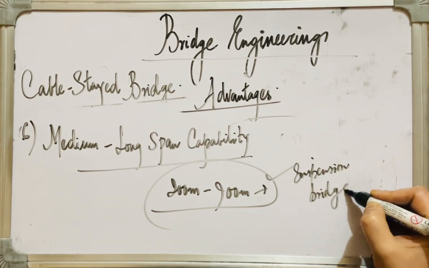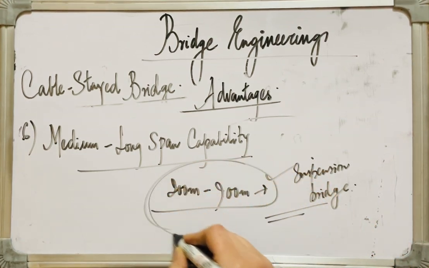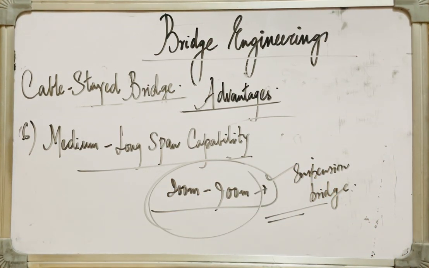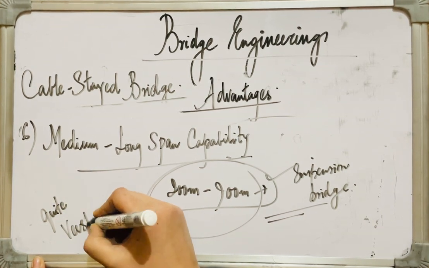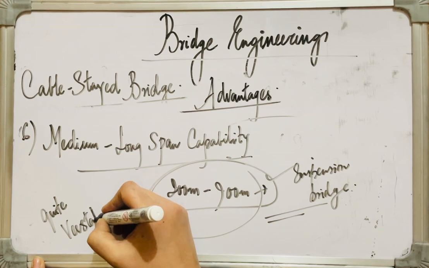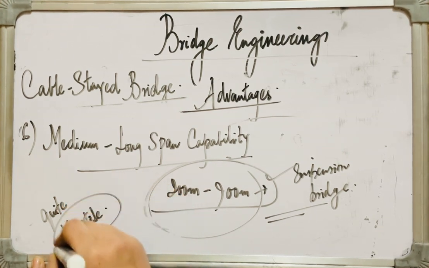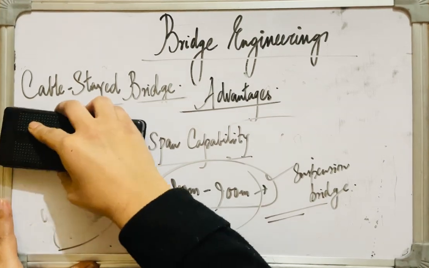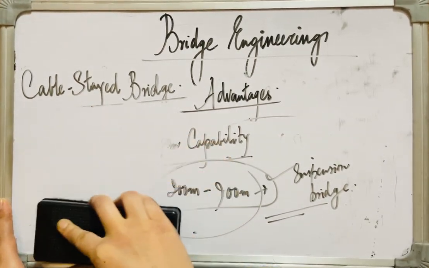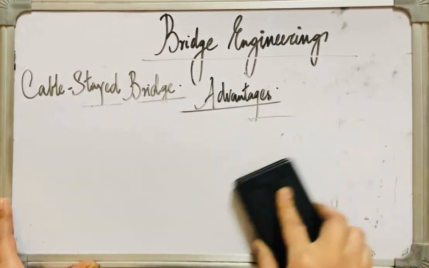All right. This covers many bridge design needs, thus making them quite versatile. They're quite versatile because they can be constructed for the spans ranging from 200 meters to 900 meters, which covers many bridge design needs, thus making them quite versatile. This was the sixth advantage that we are studying here.